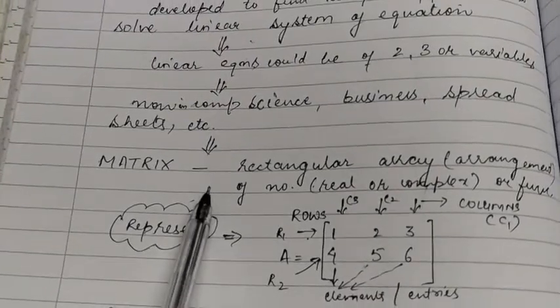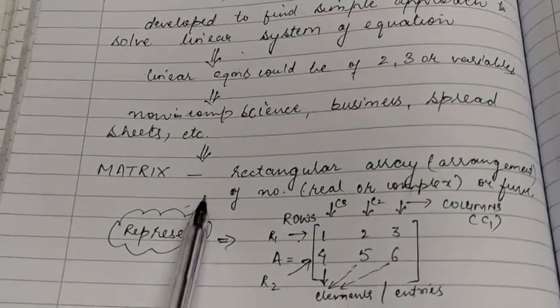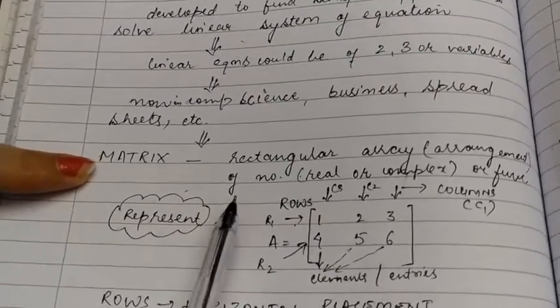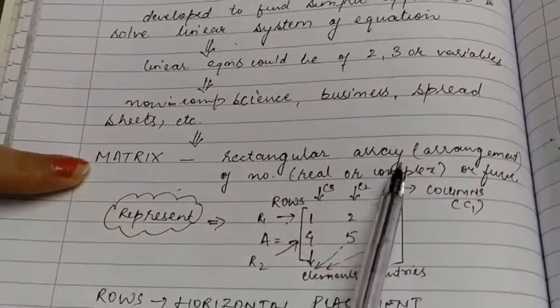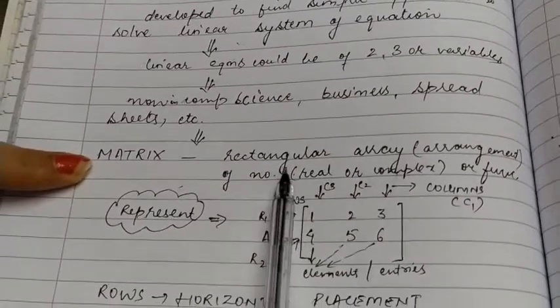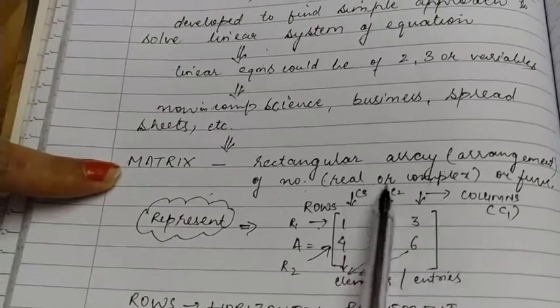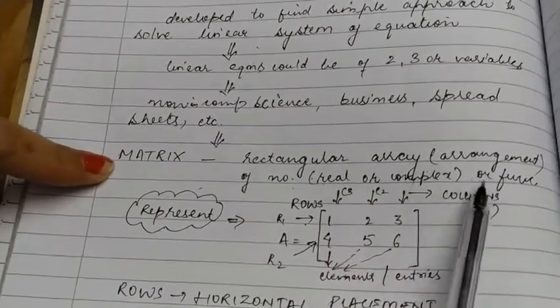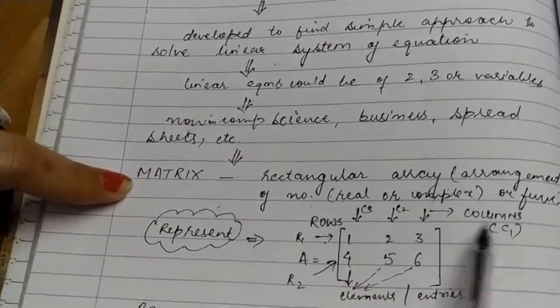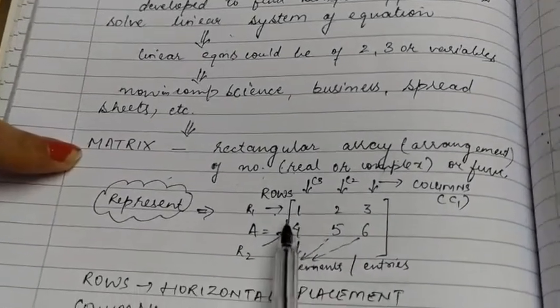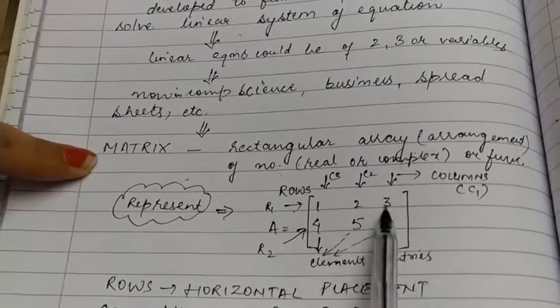Now what is a matrix? Matrix, as regards its representation, is a rectangular array. Array means arrangement. A rectangular array of numbers, and these numbers are real or complex, numbers or functions. This is the representation of a matrix, in a rectangular arrangement.